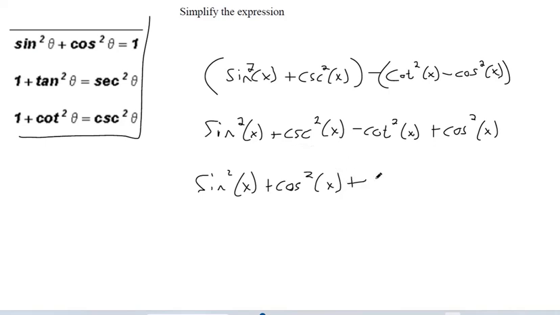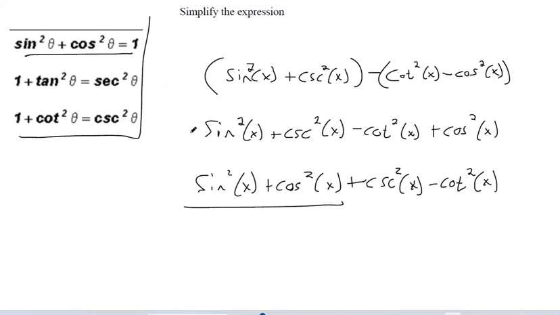So this is cosecant squared x minus cotangent squared x. Sine plus cosine, we got a nice identity for that. That equals 1. Now what can we do with the cosecant squared minus cotangent squared?